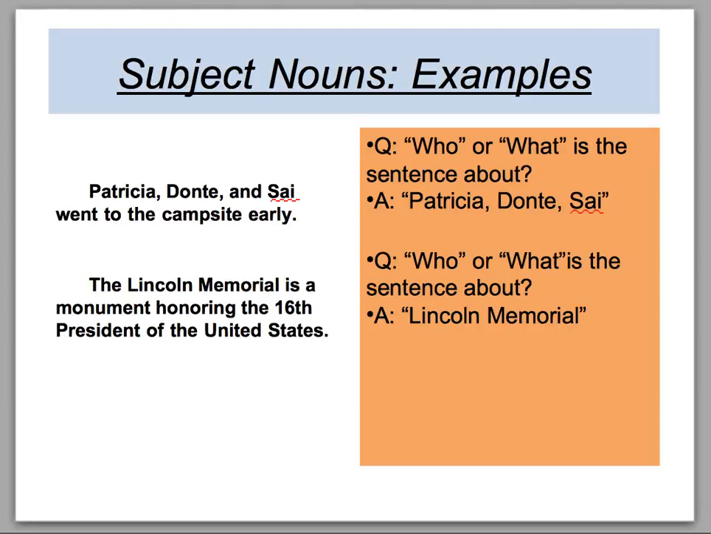So the Lincoln Memorial is a monument honoring the 16th President of the United States. So the subject noun there is the Lincoln Memorial. It's a subject compound noun, with a verb being is, right? And Patricia, Dante, Cy are the subject nouns with the verb went. So who or what is this sentence about? Patricia, Dante, Cy. Who or what is this sentence about? Lincoln Memorial. No, I didn't put the here. I should have, and I will. I will actually change this because I am not perfect, and I made a little mistake. So yeah, it's very clarifying here to see that the Lincoln Memorial, that is our complete compound noun.